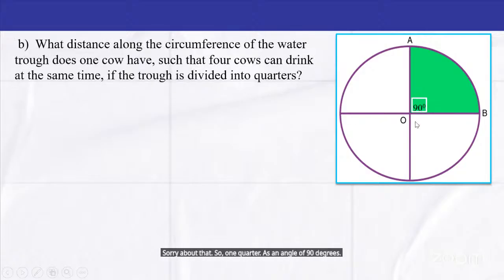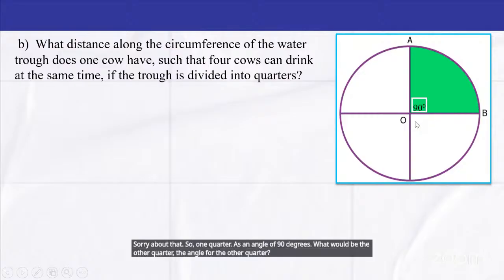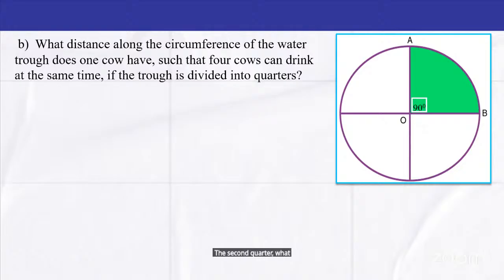What would be the other quarter, the angle for the other quarter? The second quarter, what angle would it form? Anybody? Can I get one response, then I move on? No response? All right, right angle, 90 degrees, says S. Thompson. Diana says 90. Wonderful.